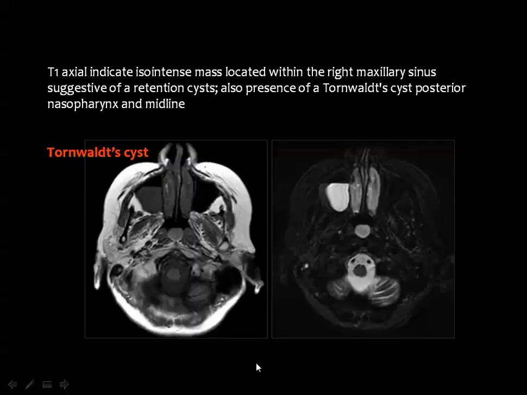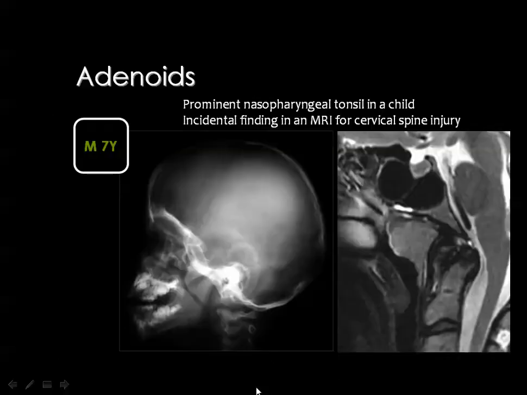And this is an example of a Thornwaldt cyst, which shows some increased signal in the T1 due to the proteinaceous contents, and the bright signal in the T2 with the characteristic site of the lesion.